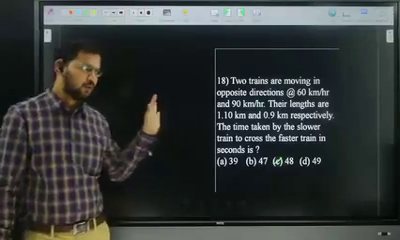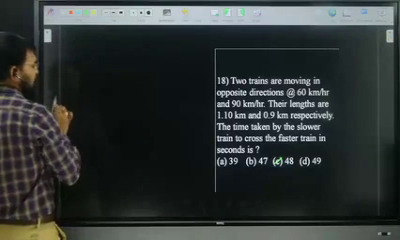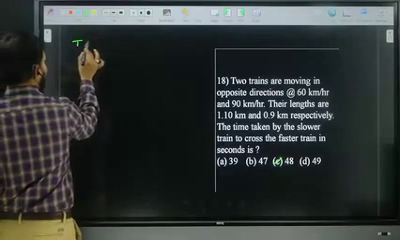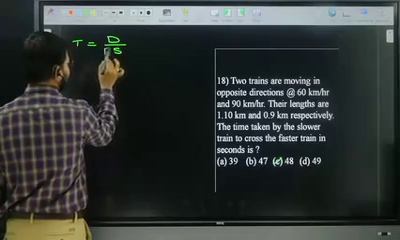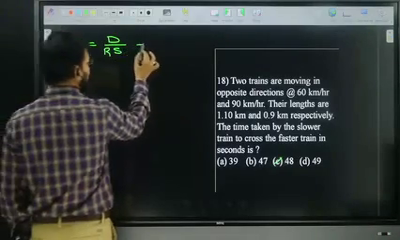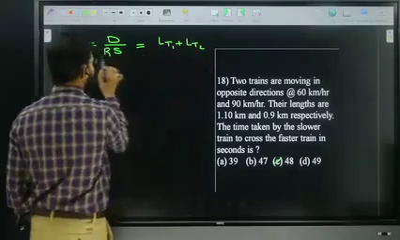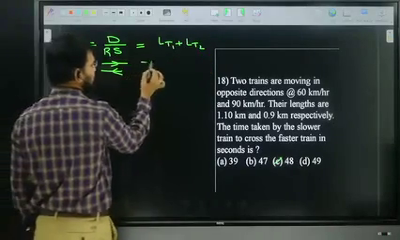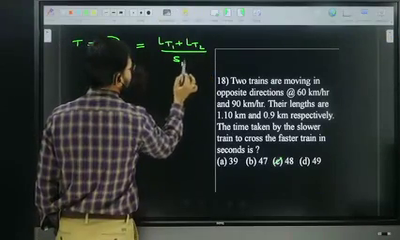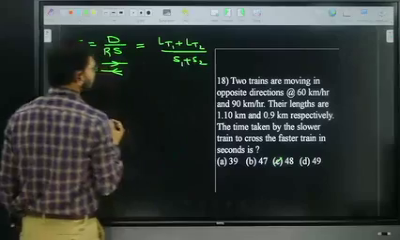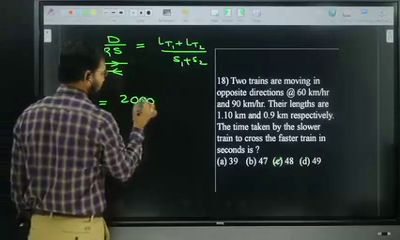I will explain once again. Whenever two trains pass each other and they ask for time, time is generally distance by speed. But in place of distance, here we need to take relative speed. Distance is length of train one plus length of train two. Here both trains are in motion in opposite directions, so relative speed is S1 plus S2. Length of train one plus length of train two is 2000 meters.